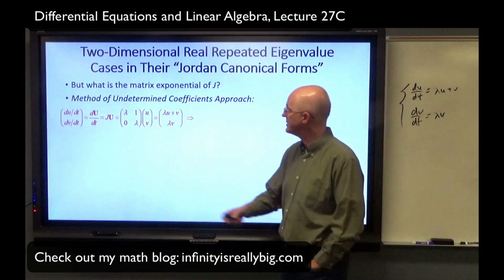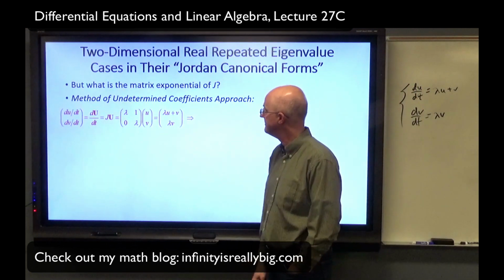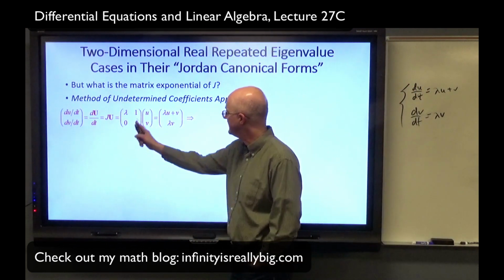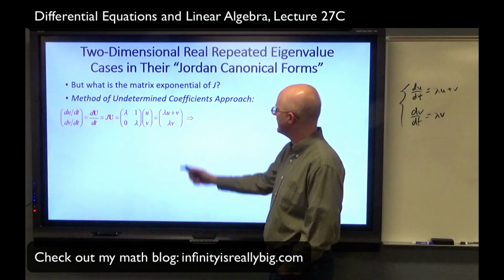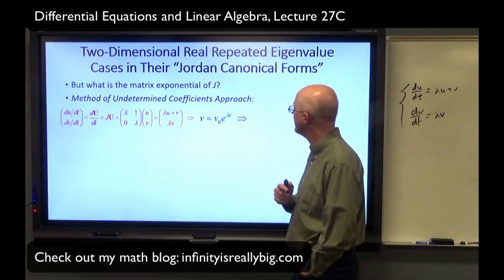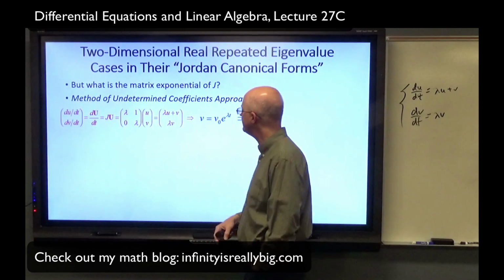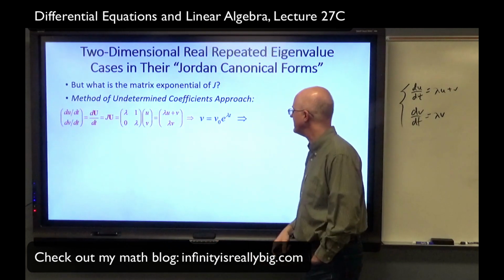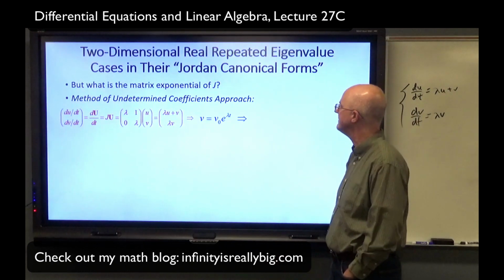There's our upper triangular system, our partially decoupled system, based on an upper triangular matrix, with that being J. Again, like I said a minute ago, solve for v first as a function of time. dv/dt is lambda times v. Therefore, v is the initial value v sub 0 times e to the lambda t.